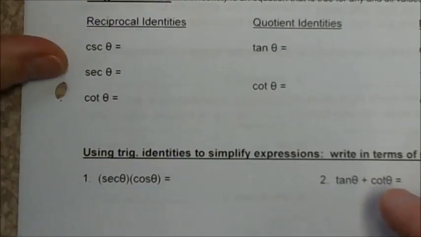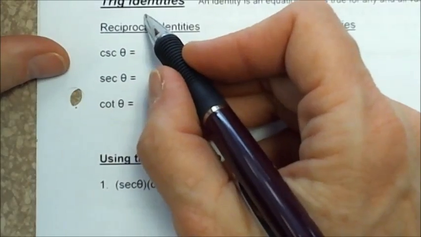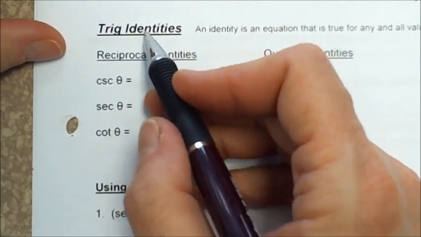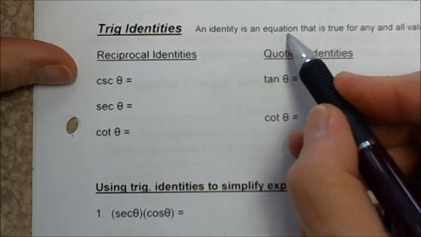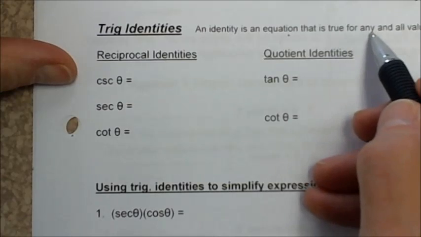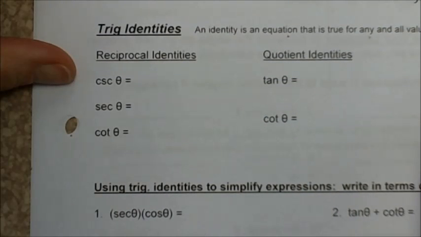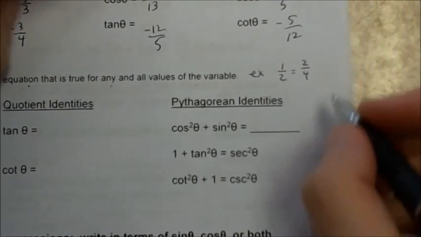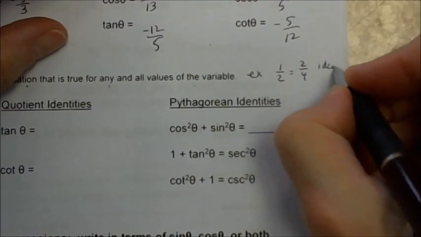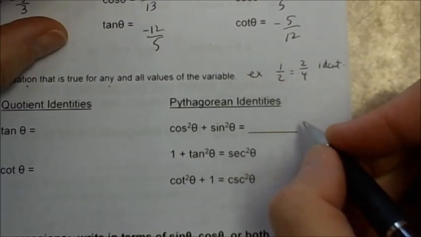Now this last section, we're going to talk about something called an identity. An identity is just an equation that's true for any and all values of the variable, no matter what. So for example, 1/2 equals 2/4. That is an identity because that's true no matter what.